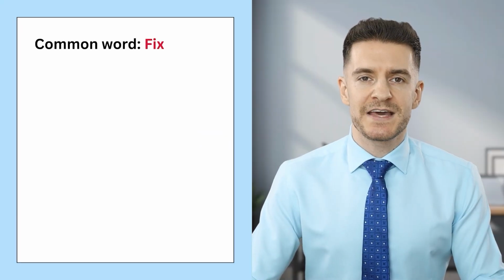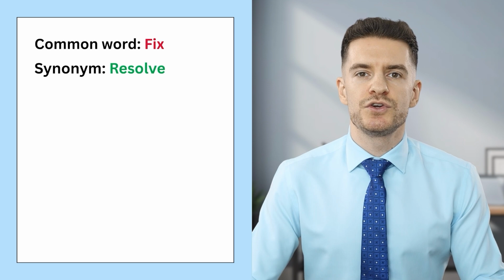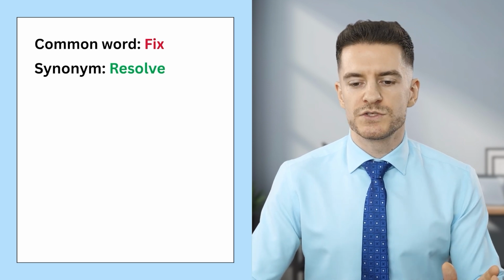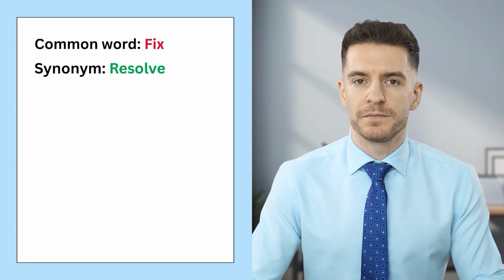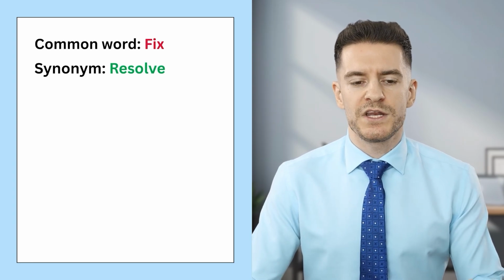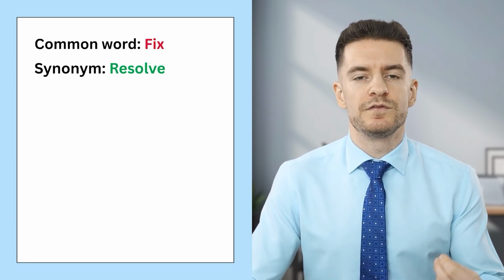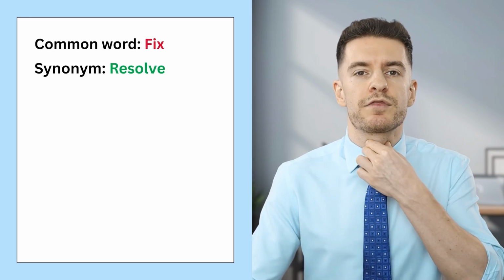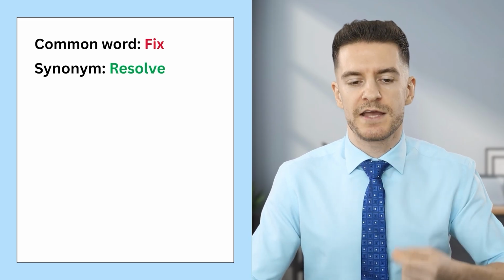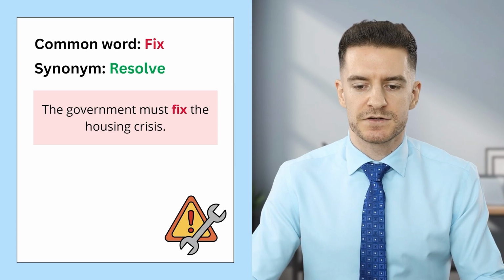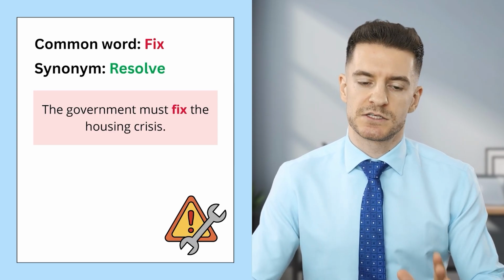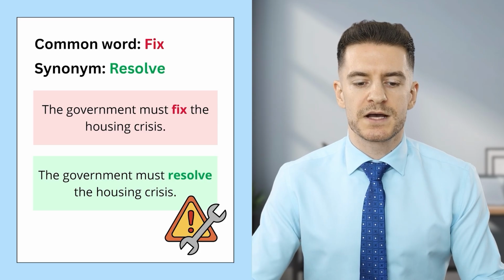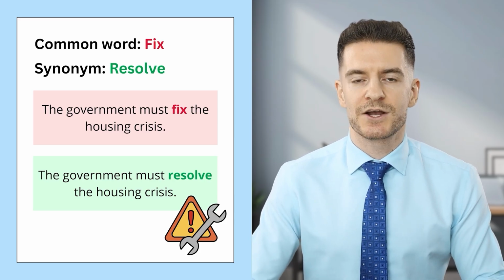Moving on to word number 22, which is fix. Instead of saying fix, you could use the word resolve because resolve means to find a solution to a problem. Now make sure that when you say that V sound, you voice that sound. So your throat should vibrate, okay? Resolve with that V sound. For example, the government must fix the housing crisis. Well, no, we could say the government must resolve the housing crisis.